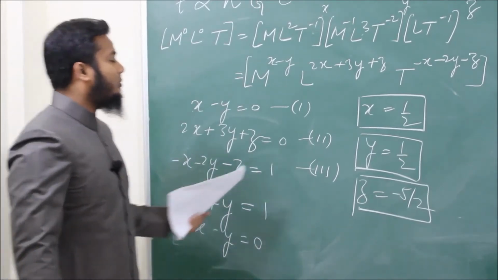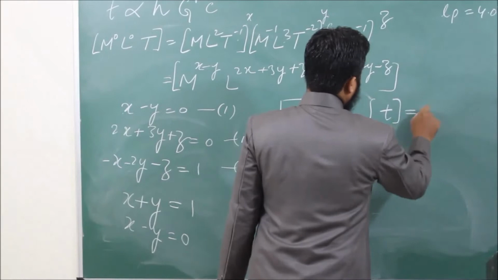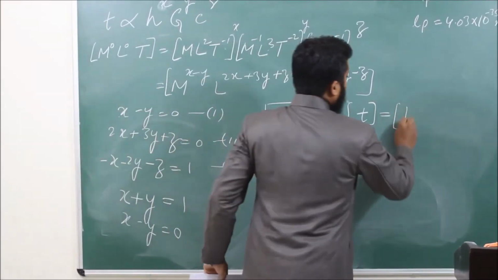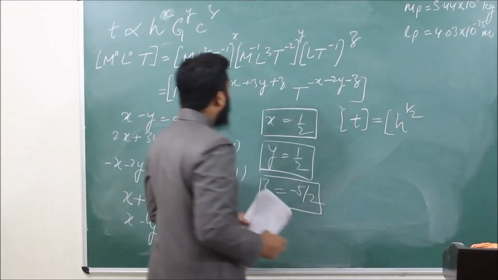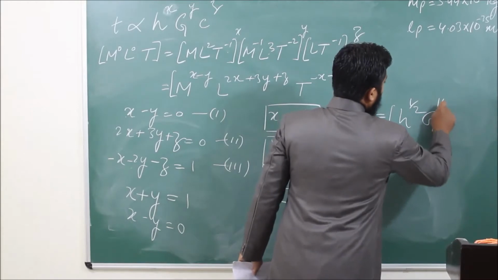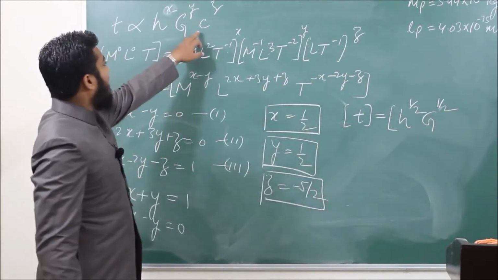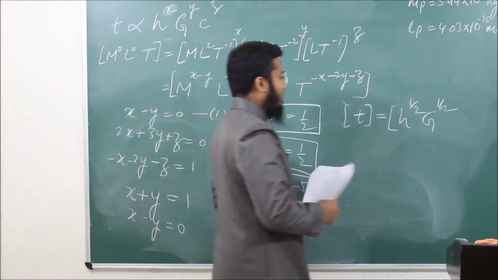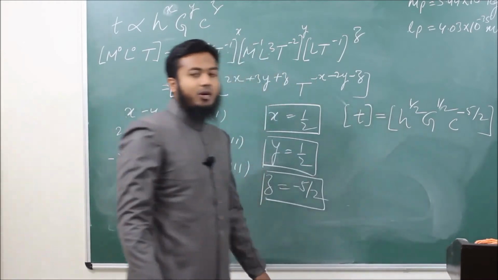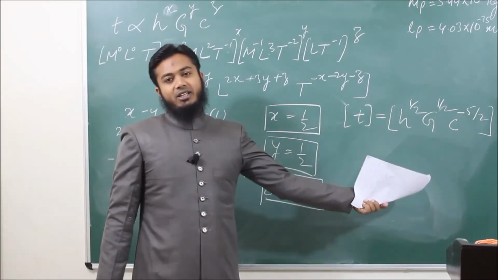Now write the dimensional formula for time in terms of H, G and C. The dimensional formula for time is H raised to the power x, which is half, and G raised to the power y, which is again half, and C raised to the power z, z is minus 5 by 2. So C raised to the power minus 5 by 2. So this is the dimensional formula for time in terms of H, G and C.